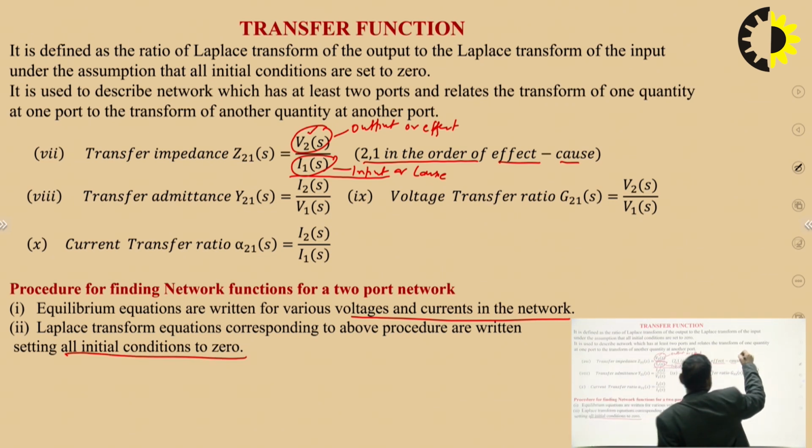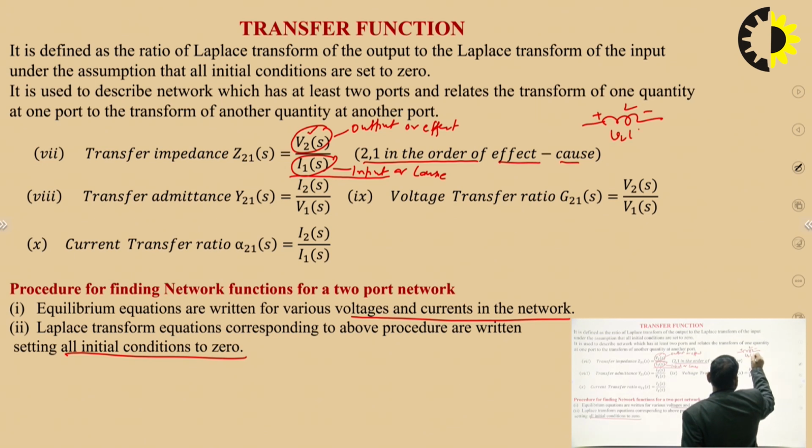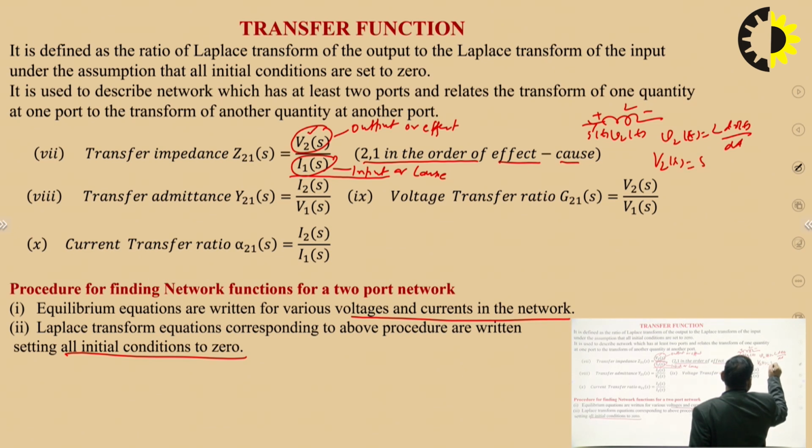Suppose there is an inductor in the circuit. If we write the voltage equation, with current i(t), then v_L(t) is L di(t)/dt. If you take the Laplace transform, V_L(s) comes as sL I(s) minus L i(0).